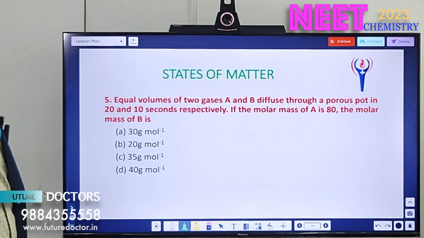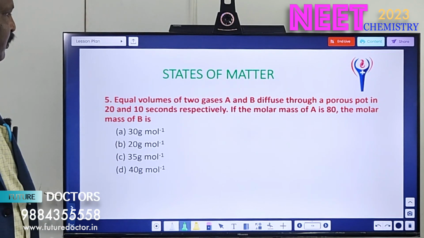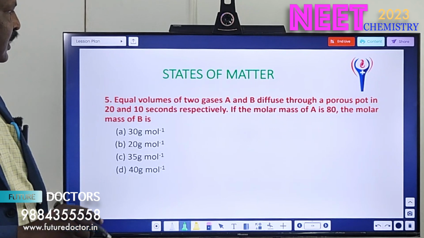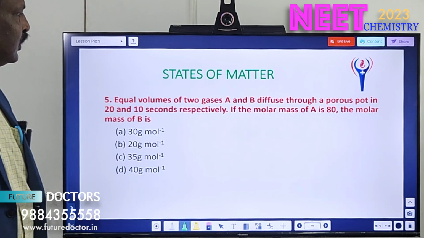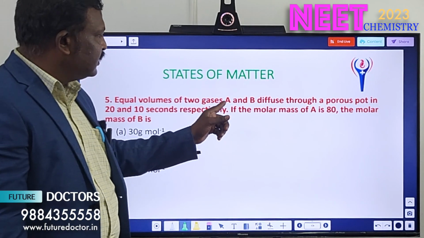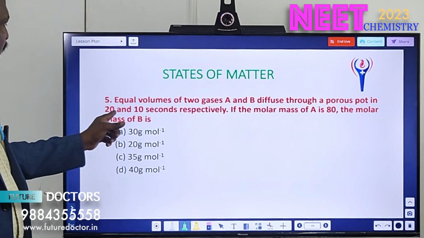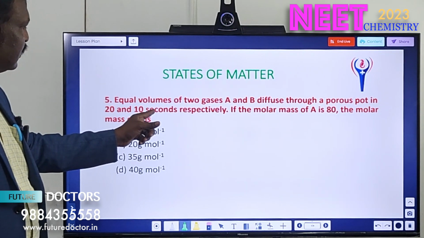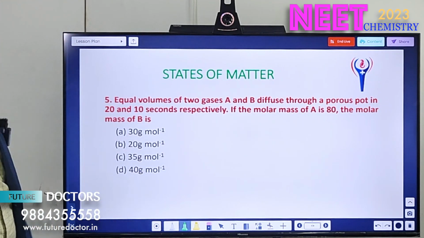See the next one here. This is based on Graham's law of diffusion. This is another statement. For each and every statement I prepared one problem. It will be very useful to you. Equal volumes of two gases A and B diffuse through a porous pot in 20 and 10 seconds respectively. If the molar mass of A is 80, we have to find out the molar mass of B.